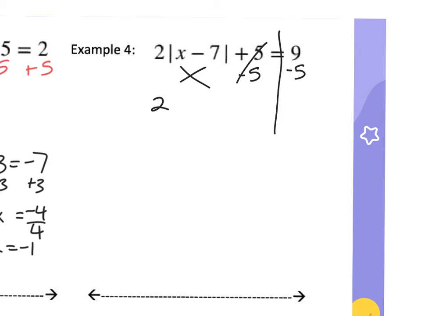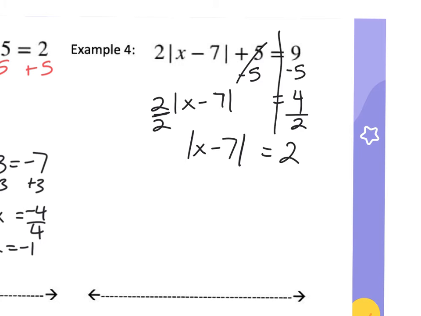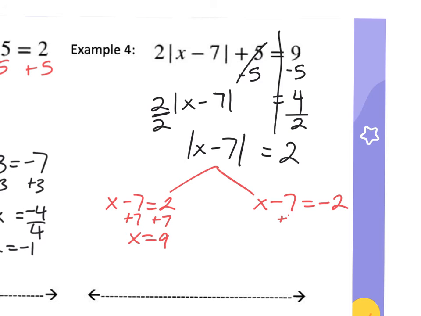You'll end up with 2 times x minus 7 equaling 4. I still have this 2 out front though, and I'm trying to isolate the absolute value. So just like if I had 2x, I would divide that 2, right? So I can do the same thing here. Divide by 2, and I end up with x minus 7 equals 2. Now I've isolated that absolute value. It's time to break it apart. Okay, add 7, x is 9, add 7, x is 5.